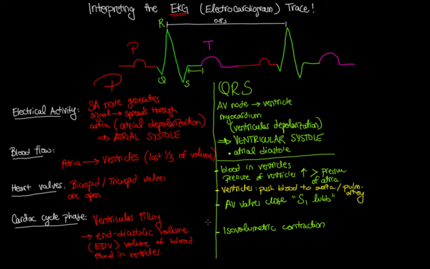And I want to mention that this yellow that we're going to be writing is going to be at the end of the QRS complex. Now, in terms of the heart valves, since blood is leaving the ventricles, you're also going to have the opening of your semilunar valves. And these are going to be your aortic semilunar and the pulmonary semilunar. And so during this time, the cardiac cycle phase is called ventricular ejection.